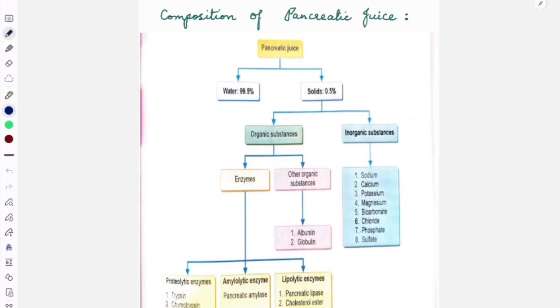So pancreatic juice, like that of the gastric juice, 99.5% constitutes water. Okay, the rest of the 0.5% consists of solid substances. So what are the solid substances? The solid substances include organic and inorganic substances. In the organic substances we'll have the enzymes and other organic substances. Enzymes are the major organic substances present in the pancreatic juice.